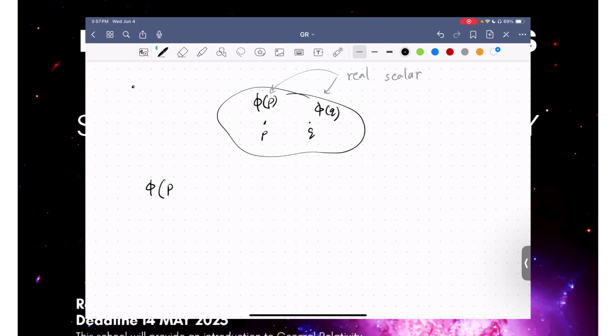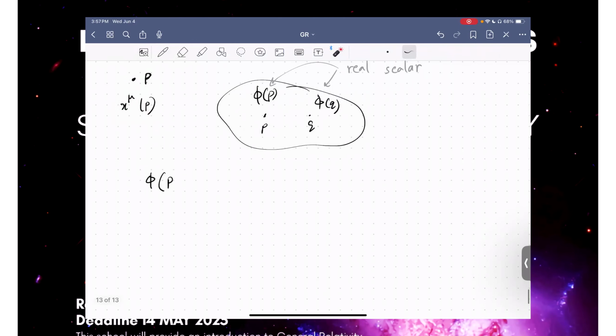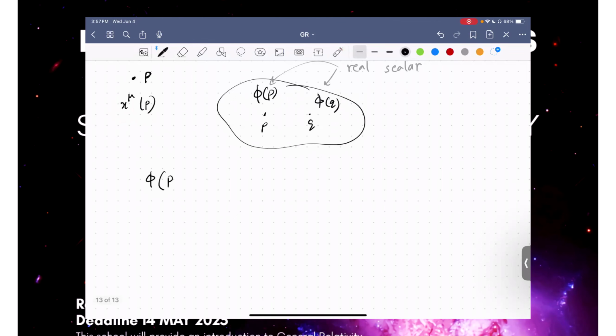So I may use two kinds of notation for a point. P may refer to a point in an abstract sense, and then x^μ may refer to the coordinates of that point. Strictly speaking, I should write x^μ(P) to refer to the fact that these are coordinates of this point, but the notation may get too heavy if I keep doing that.